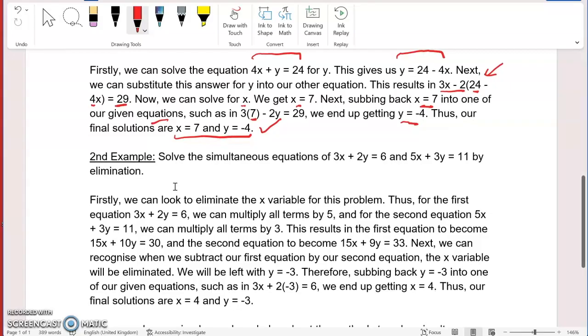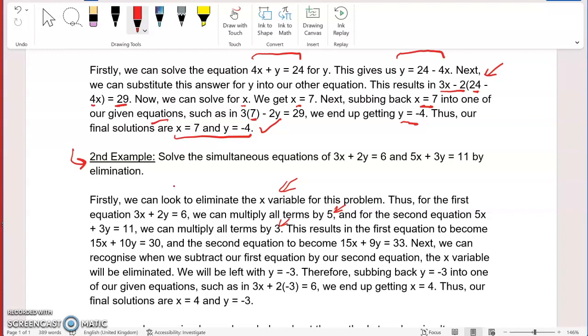In our second example here, we have the following question. Solve the simultaneous equations 3x plus 2y equals 6 and 5x plus 3y equals 11 by elimination. Firstly, we can look to eliminate the x variable for this problem. Thus, for the first equation, 3x plus 2y equals 6, we can multiply all terms by 5. And for the second equation, 5x plus 3y equals 11, we can multiply all terms by 3.